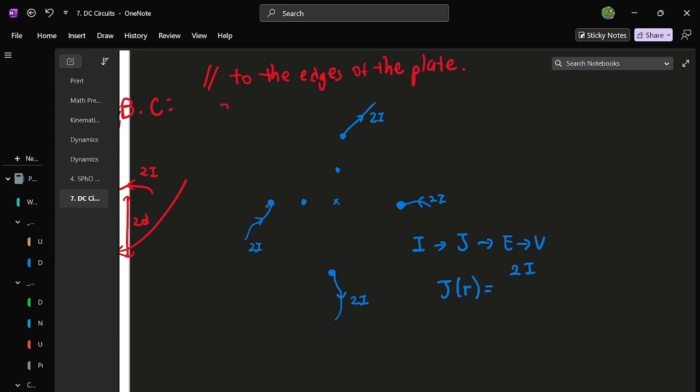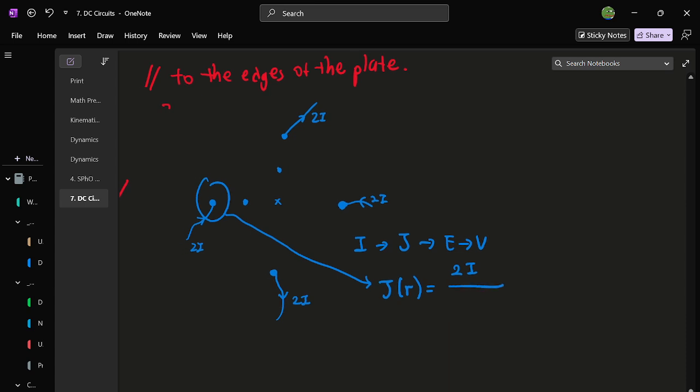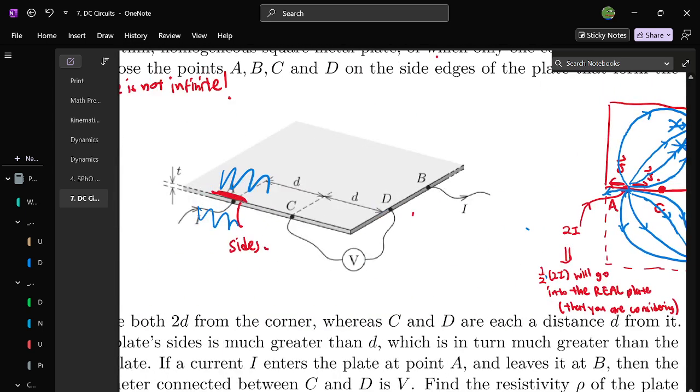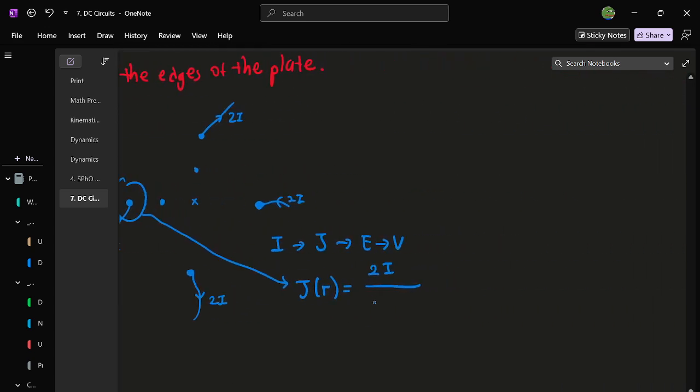Consider one source. Let's say you consider this source. Your J_r is just 2i over, because in this case your plate has a thickness of t. So how your current will spread is that it will spread radially outwards like that in a cylinder of thickness t. You can imagine how the current propagates in this cylinder. The radius of the cylinder just keeps growing. So once you have that, your area in this case is just the curved surface area of the cylinder, which is this. So your current density is this.